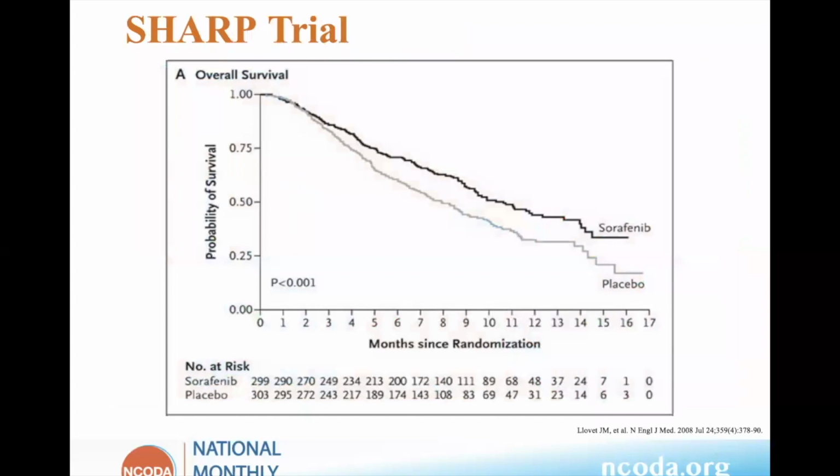I wanted to show you all the landmark SHARP trial very briefly. This was a randomized placebo-controlled trial that randomly assigned 602 patients with advanced HCC to receive Sorafenib versus placebo. The primary endpoint was overall survival, and this was significantly longer in the patients receiving Sorafenib. This was 10.7 months versus 7.9 months. This led to the FDA approval of Sorafenib for HCC and its use as really the primary systemic therapy for years for these patients with advanced HCC.